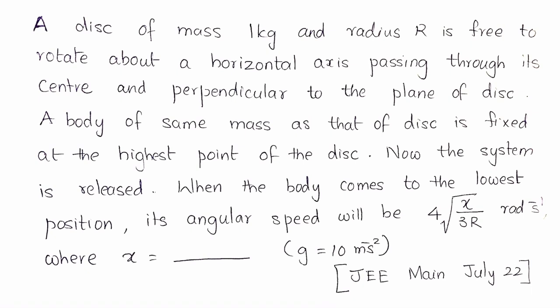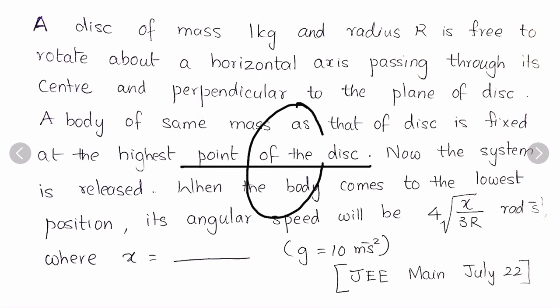So what is this problem? Let's understand. There is a disk. The mass of the disk is 1 kg and the radius of the disk is r, and it is free to rotate about a horizontal axis. Horizontal axis means the axis is like this and the disk is like this, and the axis is perpendicular to the plane of the disk.